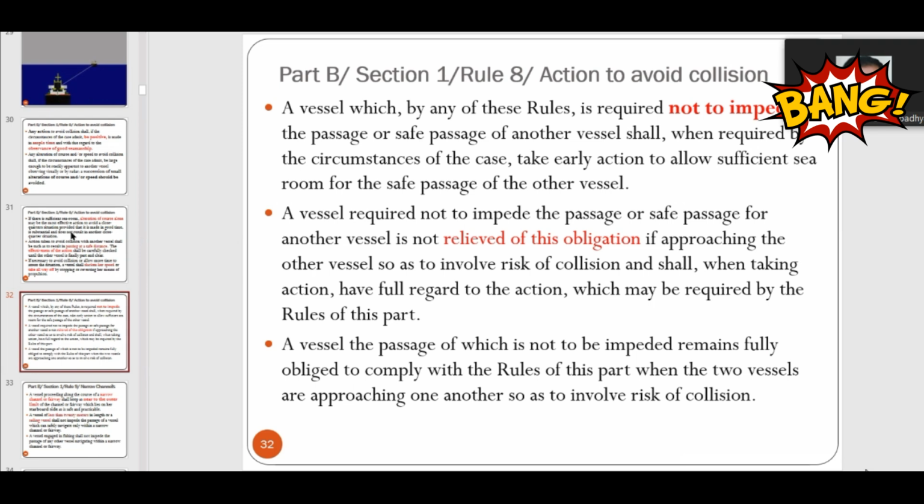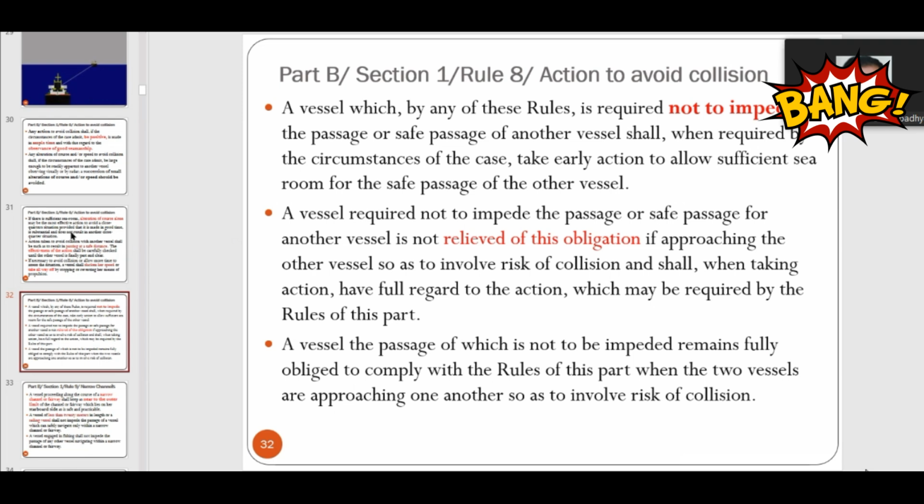Suppose the circumstantial case is such that a vessel which is supposed to take action, because of her nature of work or whatever it is, cannot take that action. So the other vessel has to take the action. So in such a case, the rule says not to impede the passage or the safe passage. So there, if that other vessel has to take the action for not impeding that, say in a crossing situation, for simply one example.